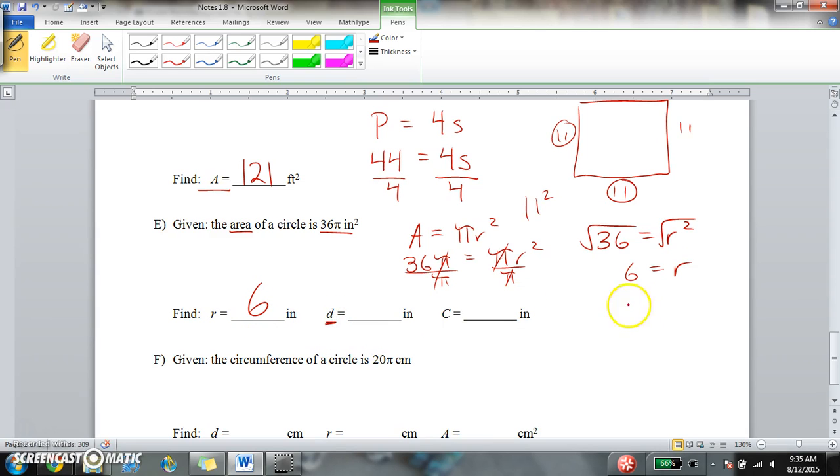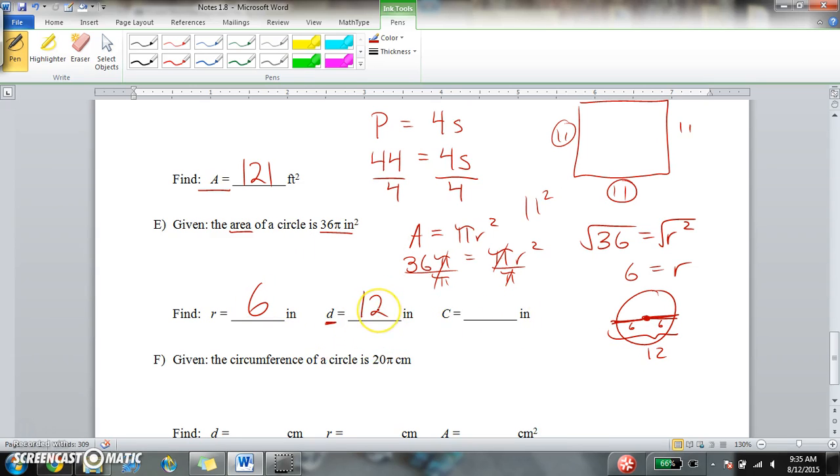D stands for diameter. Diameter, if a radius is like this, 6, a diameter goes all the way across. Radius goes from the center to the outside, halfway across the circle. The diameter goes all the way across. So basically, you're just going to double the radius. If the radius is 6, the diameter would be 12.